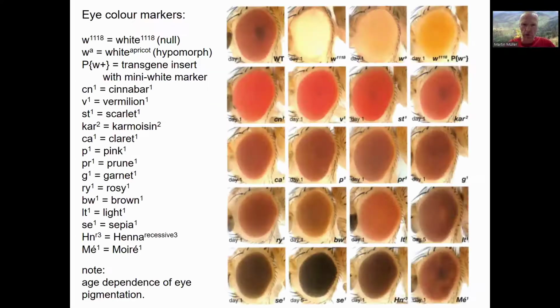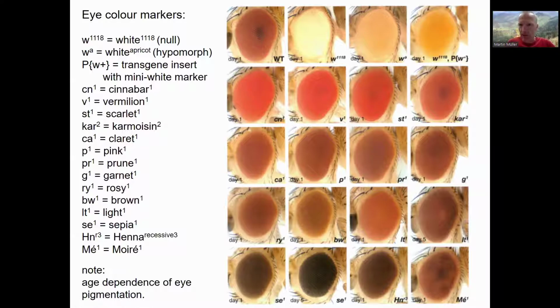We start out with the different eye color phenotypes. On top here, that is wild type red. Next to it is the white mutation, so a null allele. In this case, it's not white 1, like I showed you this morning, but a deletion which is called white 1118. That was basically the isolation number, also indicating white is a recessive, and the superscript always determines the allele name.